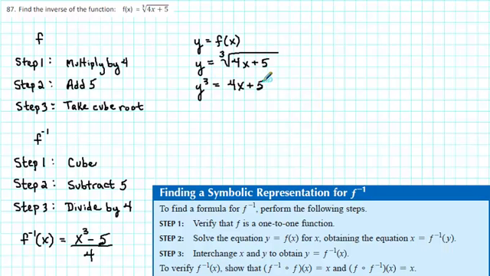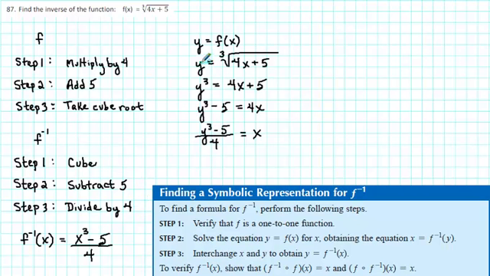Our next step is to take away 5 from both sides. We get y cubed minus 5 is equal to 4x. Our last step is to divide both sides by 4. We get y cubed minus 5, all over 4, is equal to x. Notice as we solve for x that we followed the same 3 steps as we had used previously. We cubed both sides, then we subtracted 5 from both sides, and finally we divided both sides by 4.